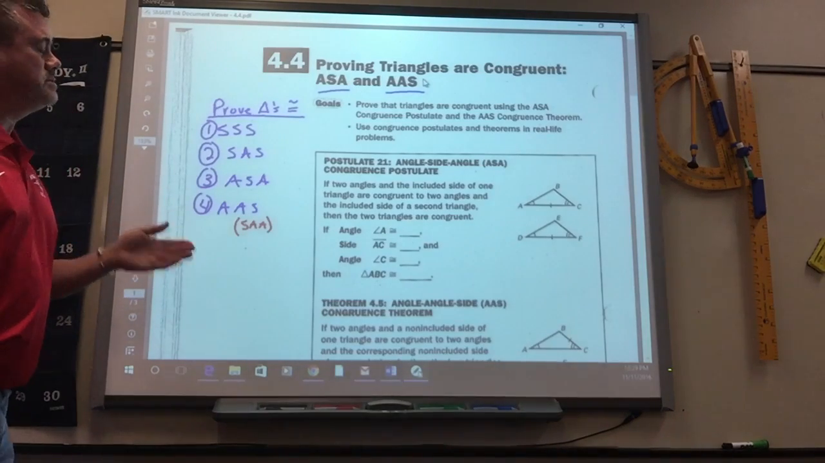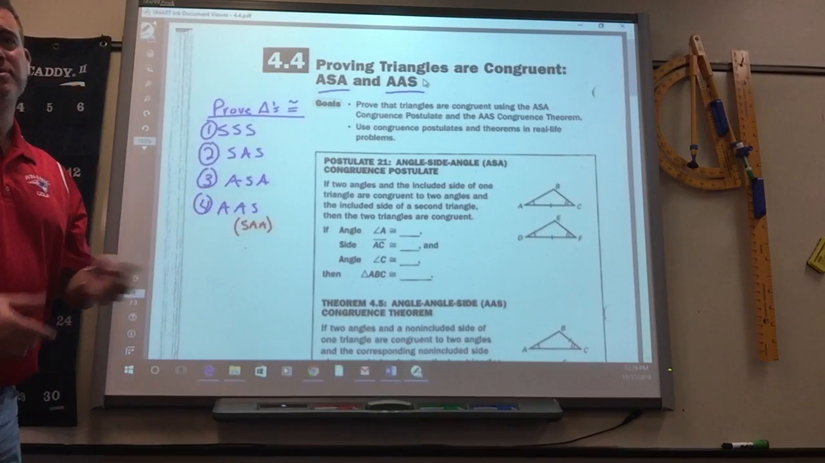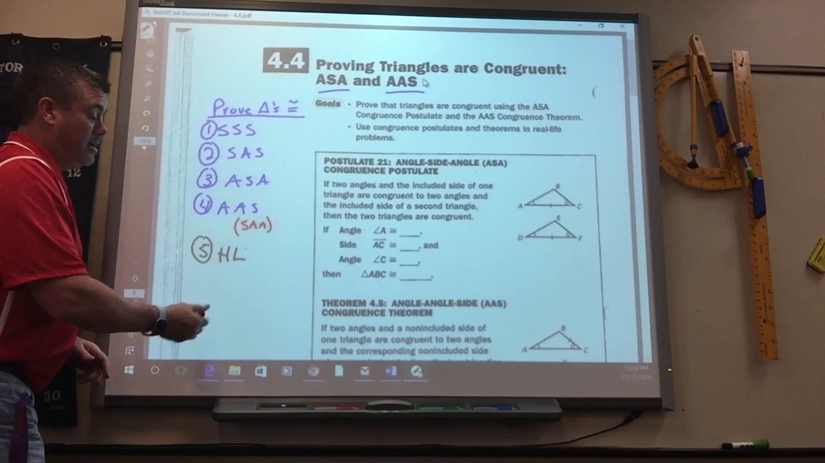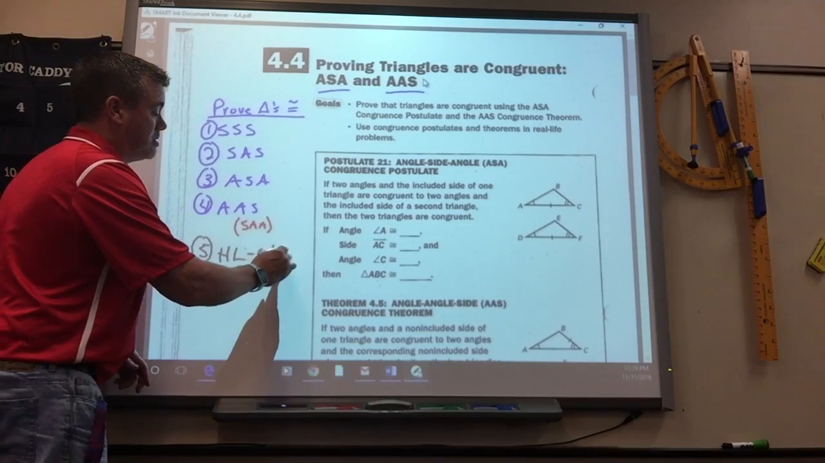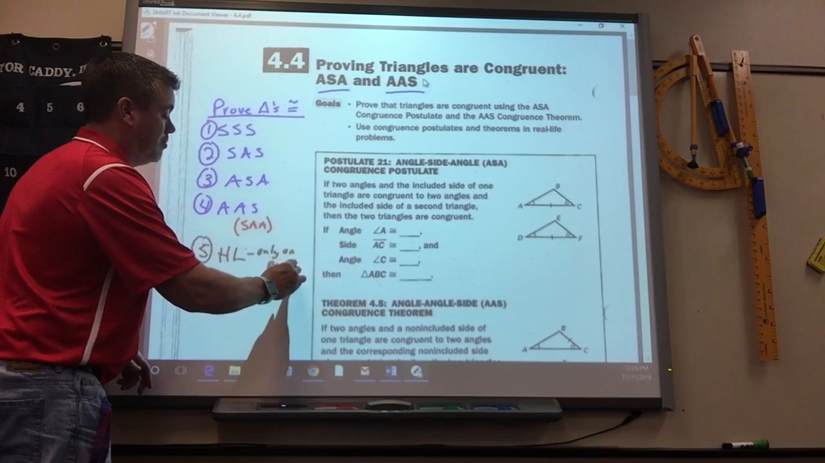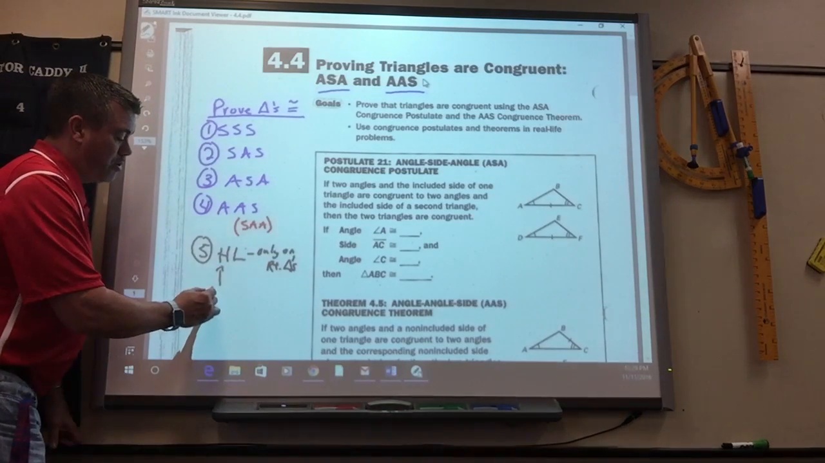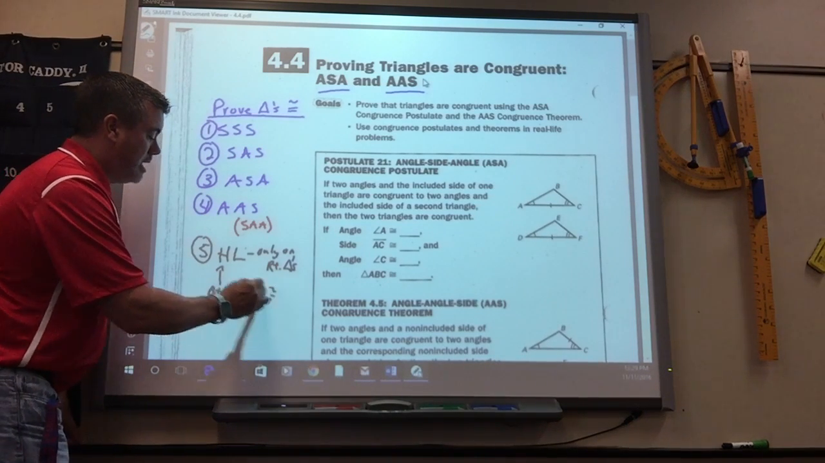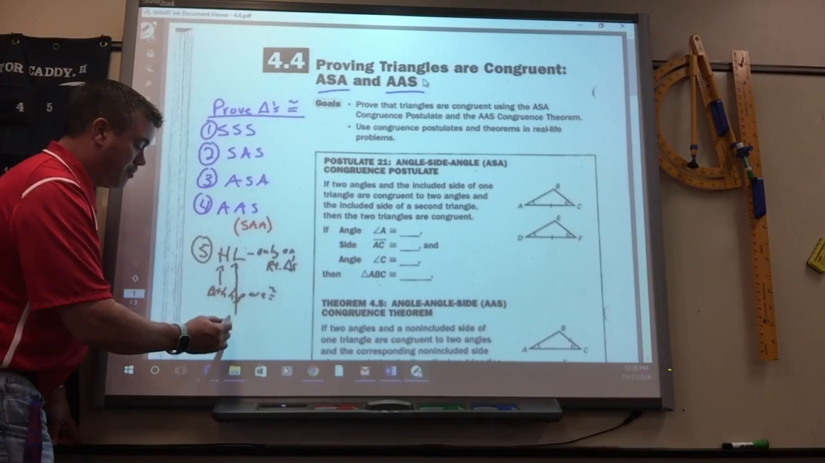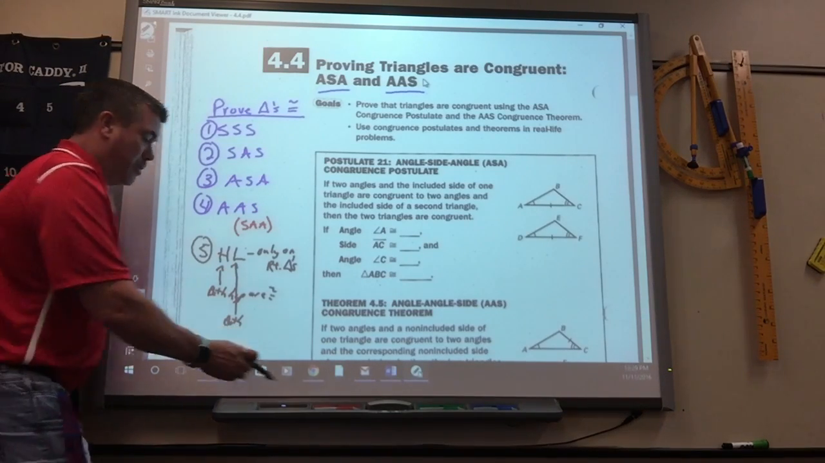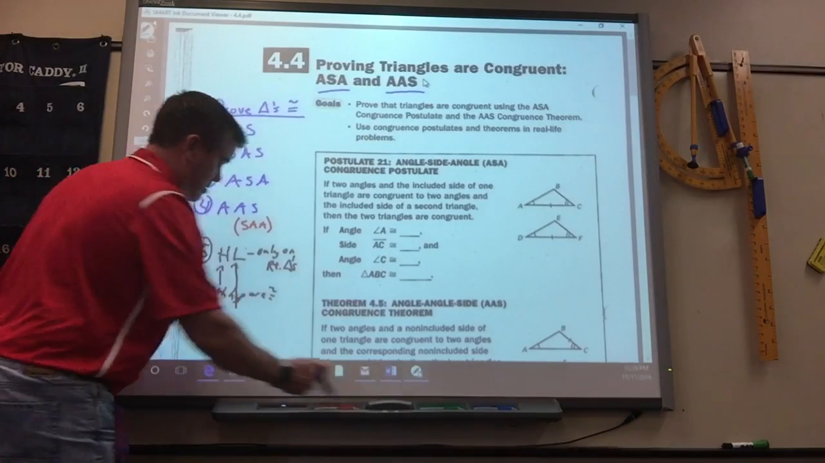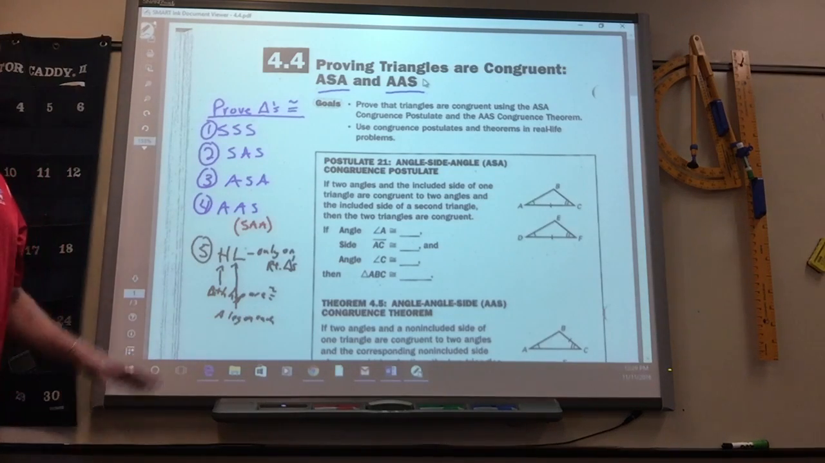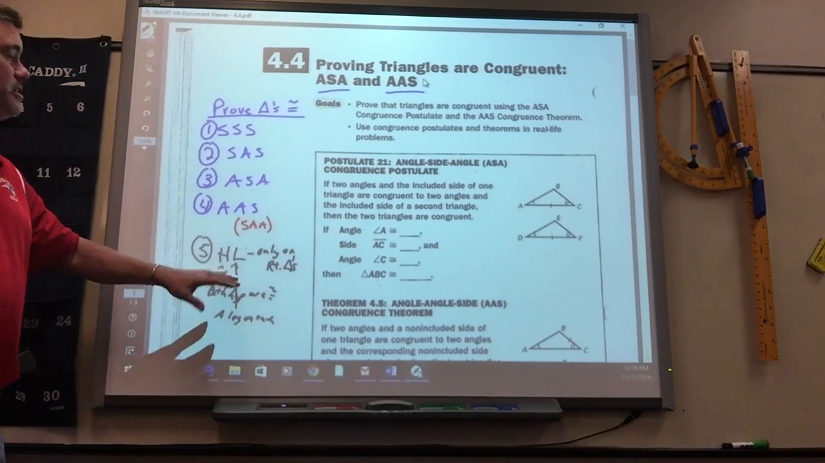Now I want to point out, there is a fifth reason. It won't be in this assignment. It's called hypotenuse leg, HL. This only works on right triangles. What this means is both hypotenuses are congruent and a leg on each is congruent. Okay, so again, that's going to be in the next one. They're just going to add this to these four.